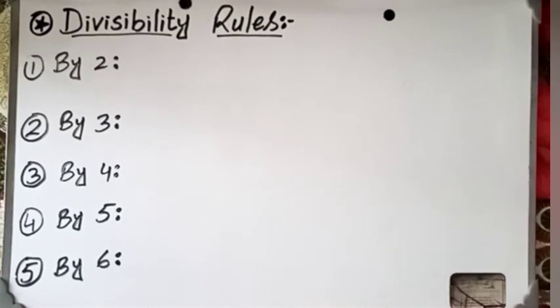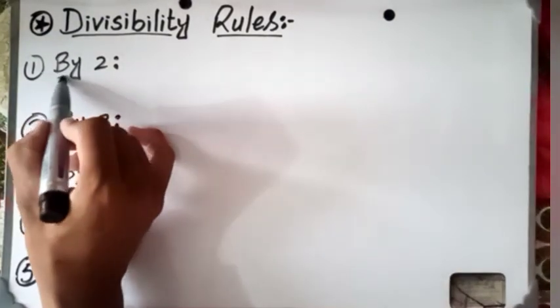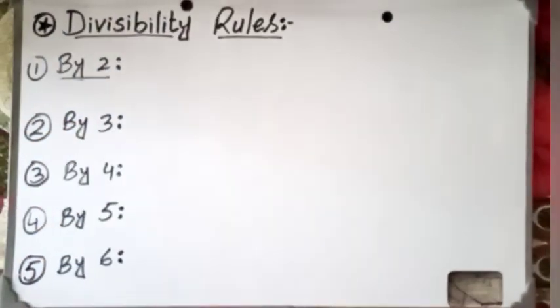Our today's topic is divisibility rules. First of all, we have divisibility by 2. A number is divisible by 2 if its unit place is either 0 or a multiple of 2. We can say either 0 or a multiple of 2, or we can say if its unit digit is an even number.